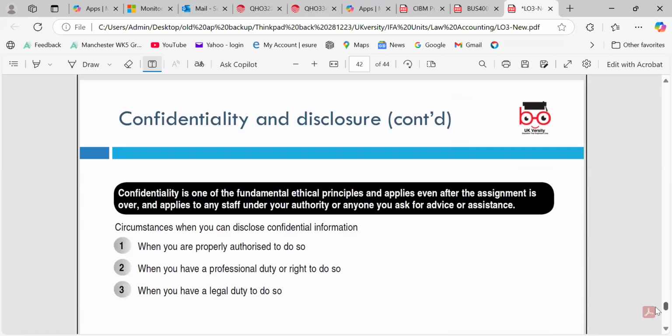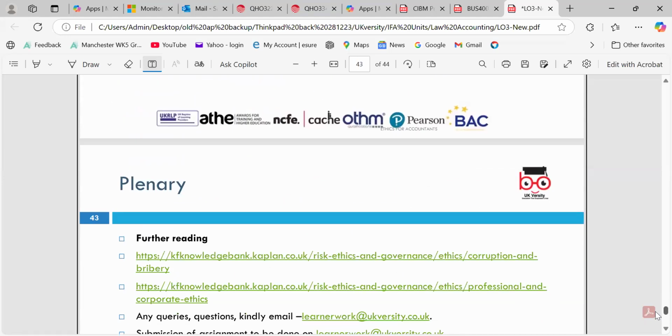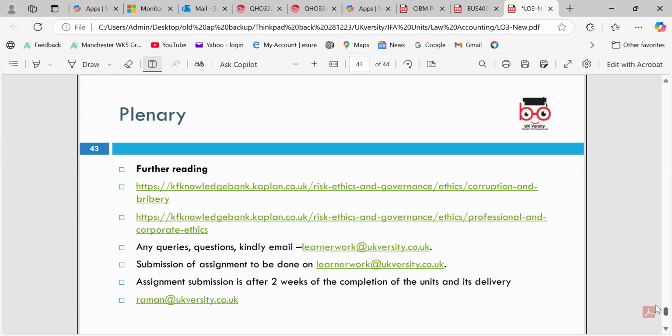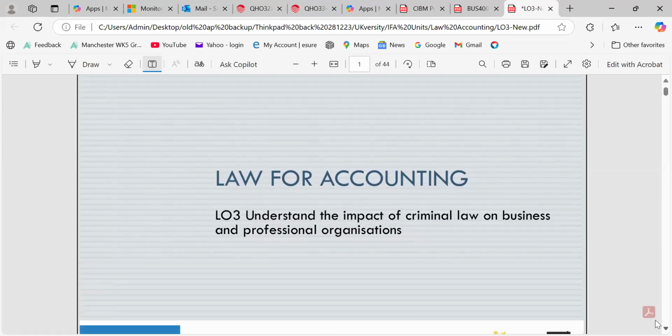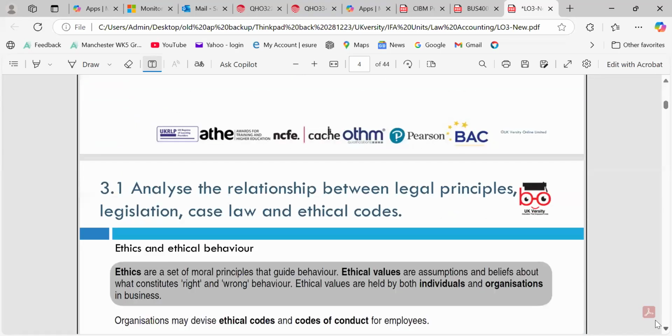Okay, confidentiality and disclosures: we need to be authorized to disclose, or have the professional duty or right to do so, or have a legal duty to do so. These are the key points, which means we can meet all our LO3 criteria, and we have the four assessment criteria under LO3. First we discussed 3.1, 3.2, 3.3, and 3.4. That was all in our discussion.